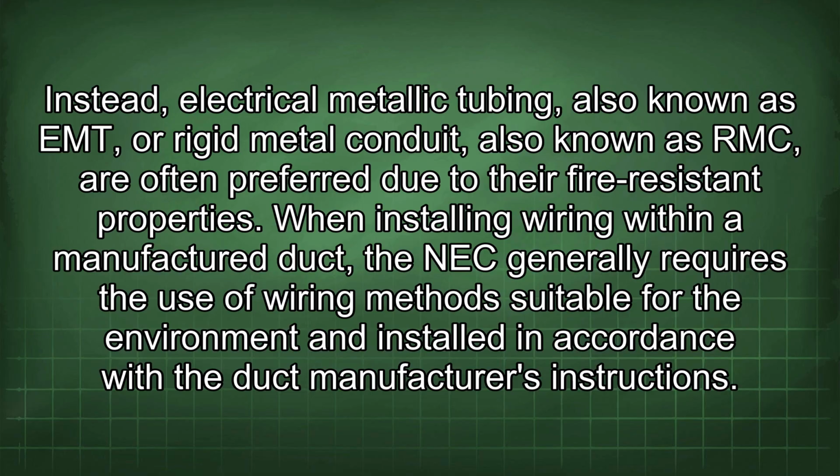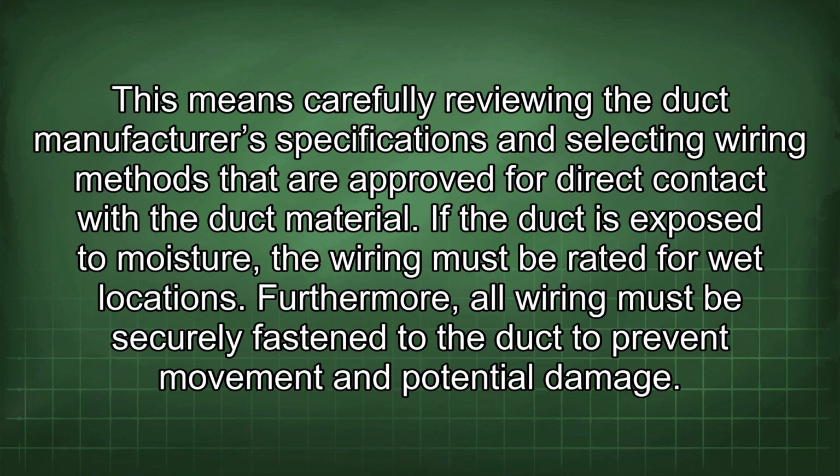When installing wiring within a manufactured duct, the NEC generally requires the use of wiring methods suitable for the environment and installed in accordance with the duct manufacturer's instructions. This means carefully reviewing the duct manufacturer's specifications and selecting wiring methods that are approved for direct contact with the duct material. If the duct is exposed to moisture, the wiring must be rated for wet locations. Furthermore, all wiring must be securely fastened to the duct to prevent movement and potential damage.